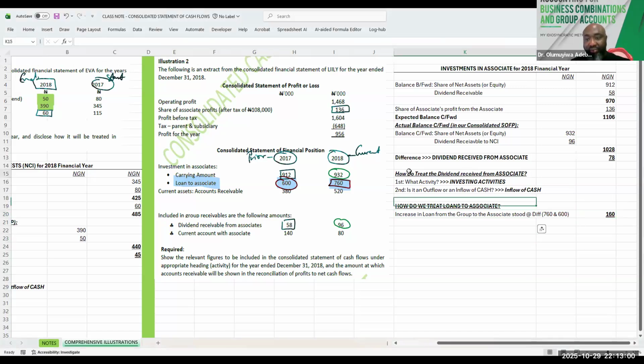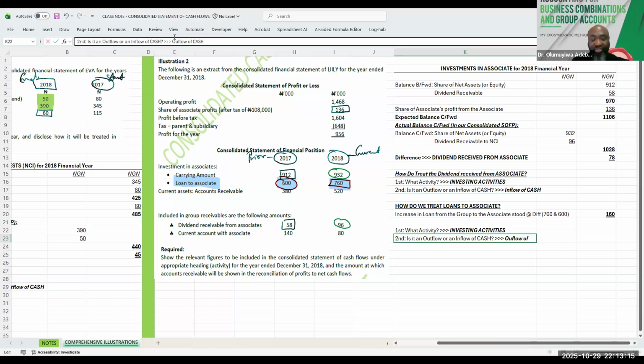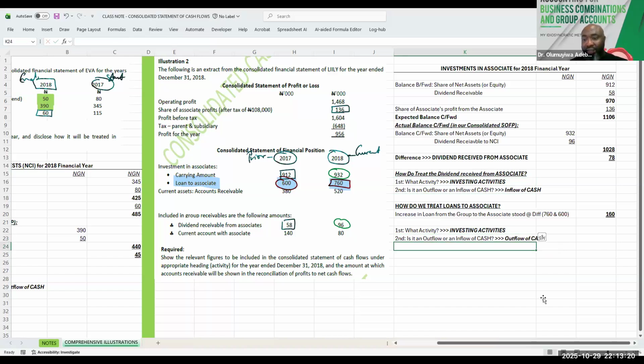Therefore, this 160, how do we treat it? In similar vein, we treat it as investing activity, but in this case, it's an outflow of cash. Why is it an outflow? We are giving more money out to the associates rather than taking more money in from the associates. And that is what you can see in this case.